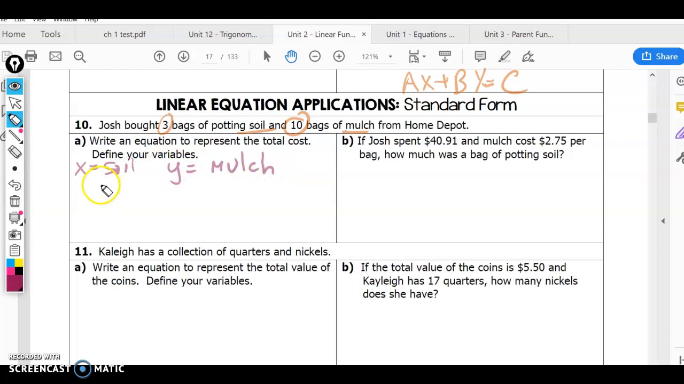Writing our equation, we can say that x is soil. So we have the 3x applies to the soil. And then we have the 10 bags of y, mulch, is going to equal the total cost.